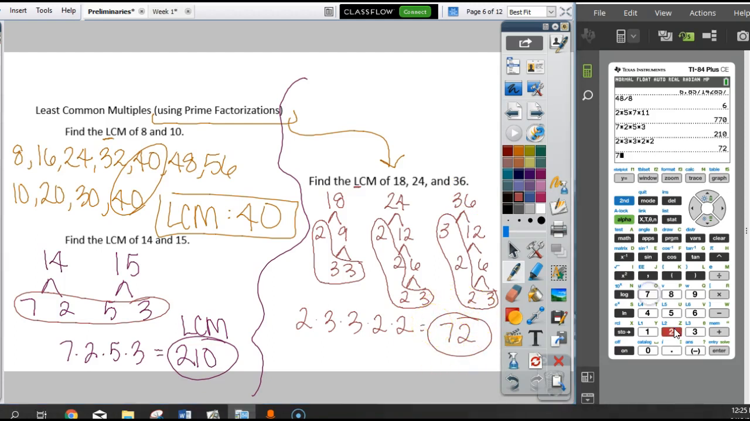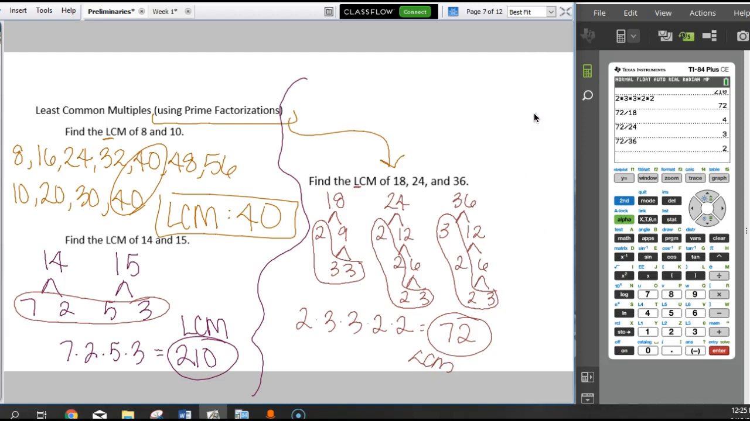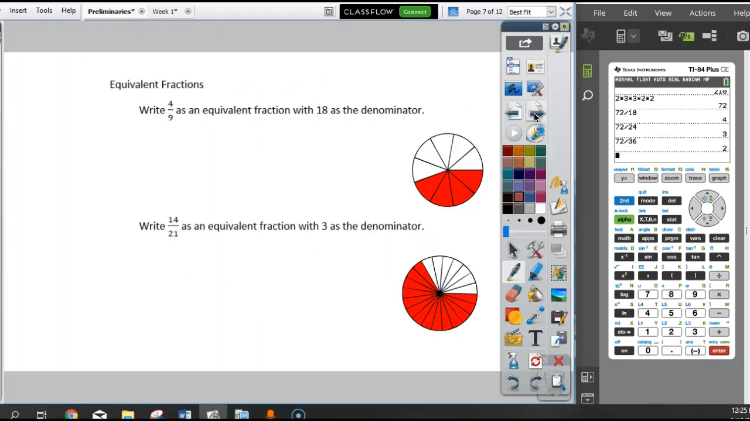You could verify that your number makes sense by taking 72 divided by 18. Yes, it's a multiple. 72 divided by 24. Yes, it's a multiple. 72 divided by 36. It also is a multiple, so we know that we correctly found the least common multiple. All right, so moving on.